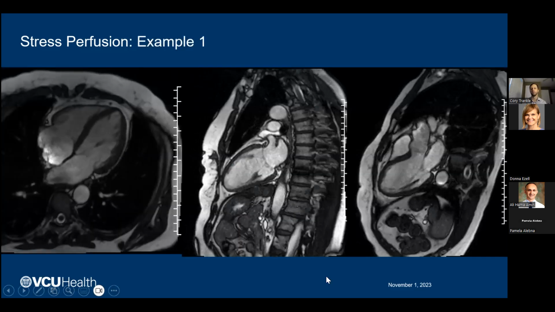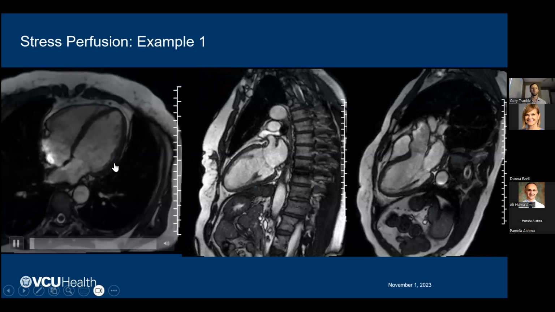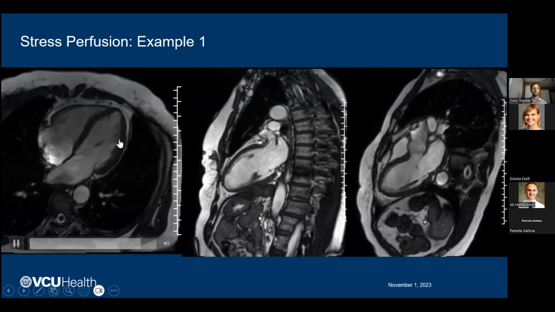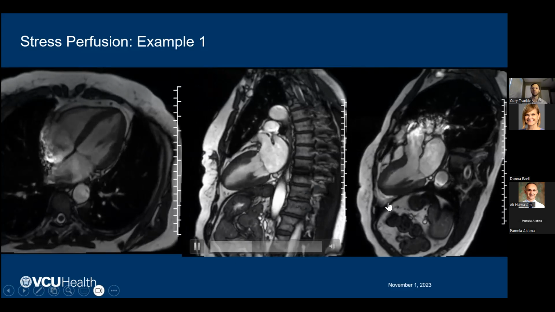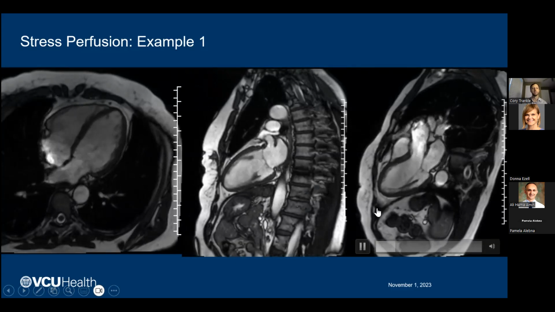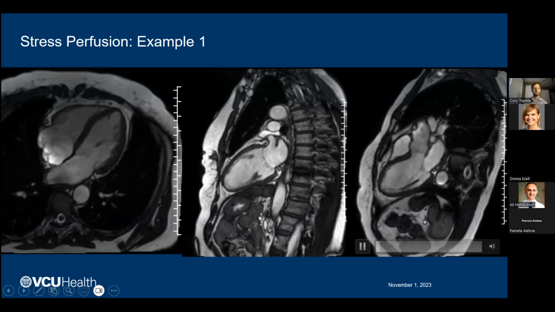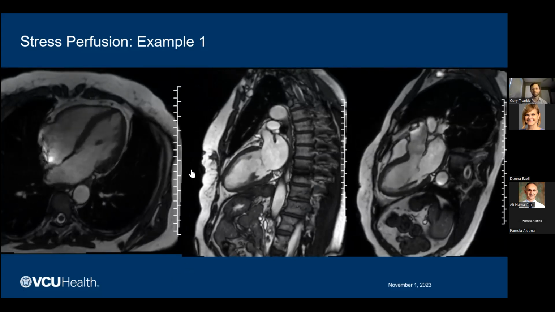So here's what this looks like. So here's a stress test where these are just standard cine images where we see that in the 4-chamber view, 2-chamber view, 3-chamber view, all of these are 60 degrees off from each other, and wall motion is very well preserved. There's no segmental systolic dysfunction.